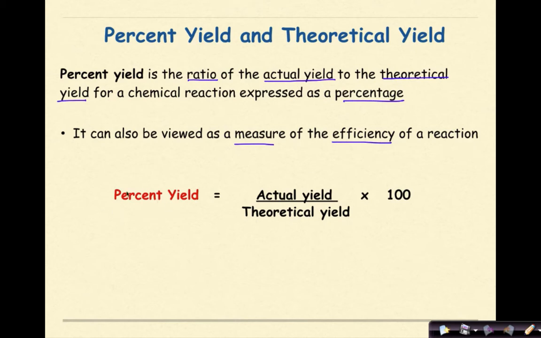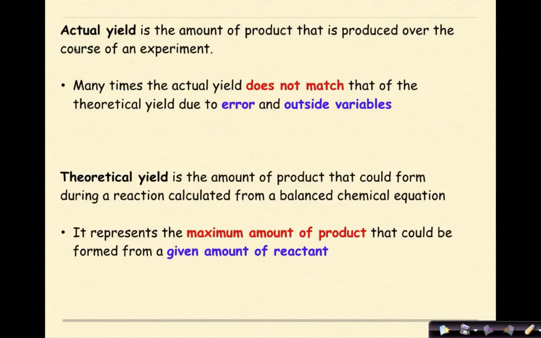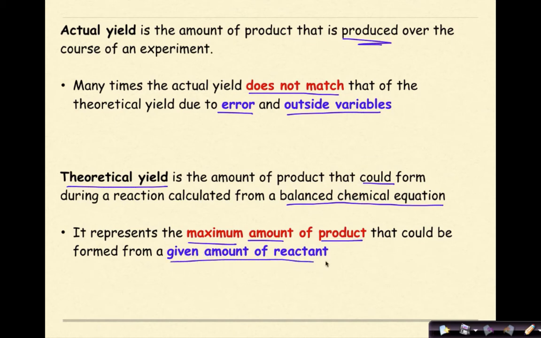So percent yield is going to be calculated by taking the actual yield, dividing it by the theoretical yield, times 100. Actual yield is the amount of product that is produced over the course of an experiment. Many times, the actual yield does not match that of the theoretical yield due to error and outside variables. Theoretical yield is the amount of product that could form during a reaction calculated from a balanced chemical equation. It represents the maximum amount of product that could be formed from a given amount of reactant.